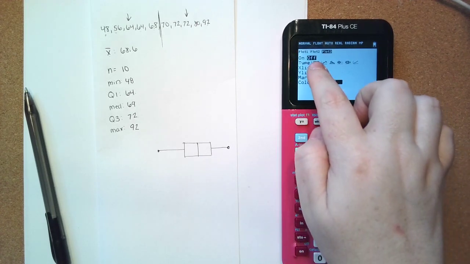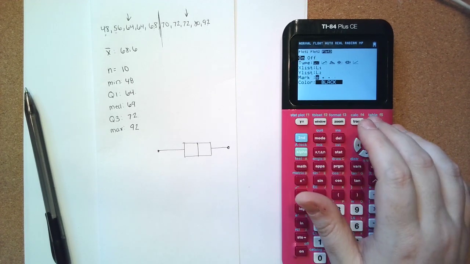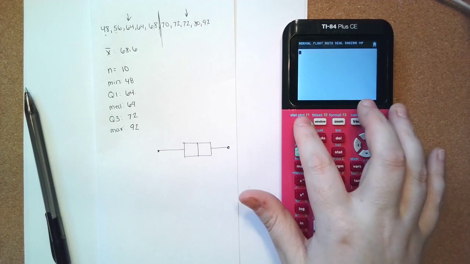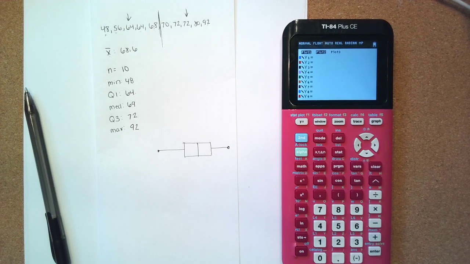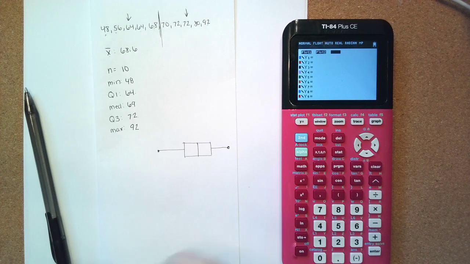If I wanted to turn on my data points and just have my data points graphed, I can turn those on as well. I don't want to have my plot 3 on, so I can turn that one off by going back to my y equals and pressing enter on plot 3. So now I have my box and whisker and my modified box and whisker plot in the graph.